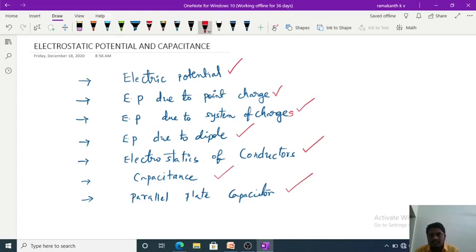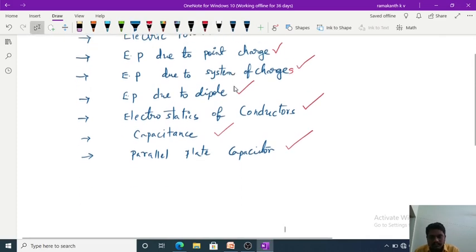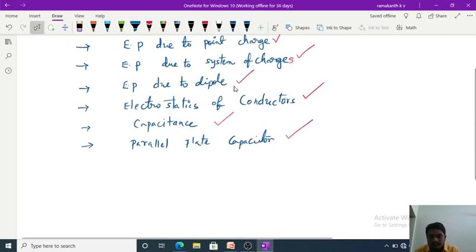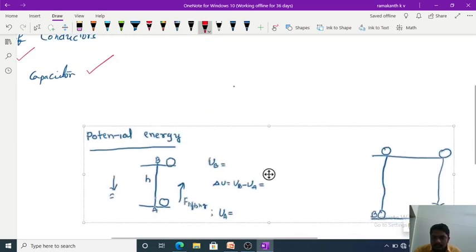Now I'll start with what is gravitational potential. What is electric potential energy? Before going to discuss electric potential energy, first we have to know what is potential energy. See here, what is potential energy? When will a body get potential energy?